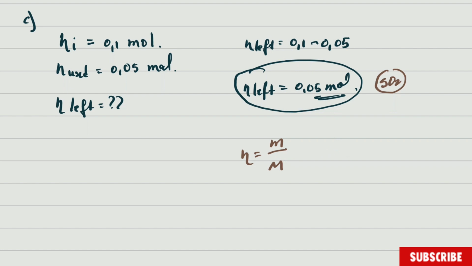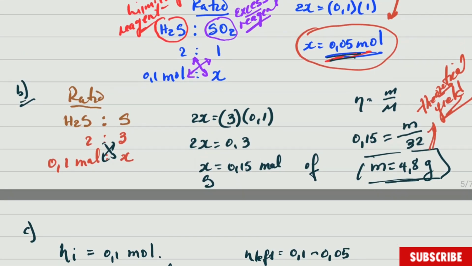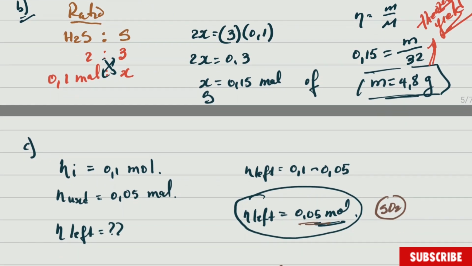The number of mole, because it's the amount that is left over, is 0.05. 0.05 is equal to mass divided by molar mass of sulfur dioxide. We already calculated it. It was 64.